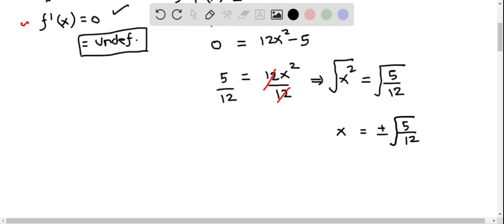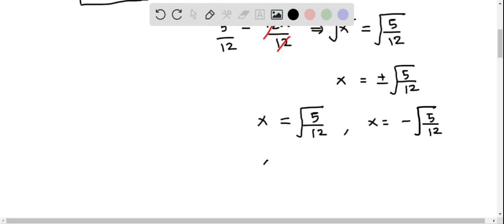This can be written in decimal form also. So basically we have two values of x, that is x equals positive square root of 5 over 12, and x equals negative square root of 5 over 12. These are the two critical points. In fact, we can give this in decimal format. The square root of 5 over 12 is approximately 0.645 when you round it to three decimal places, and this gives x equal to negative 0.645 when rounded to three decimal places. So these are the critical points.